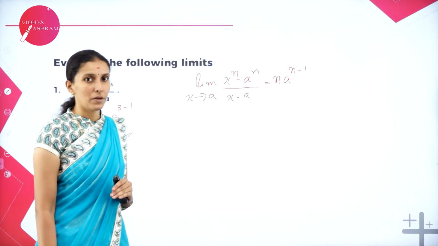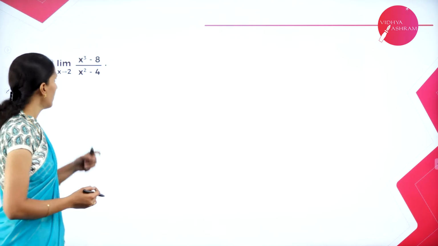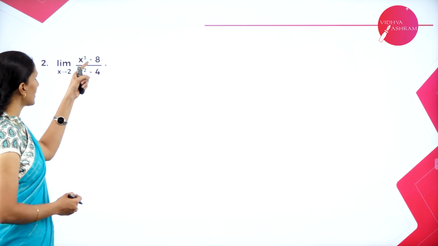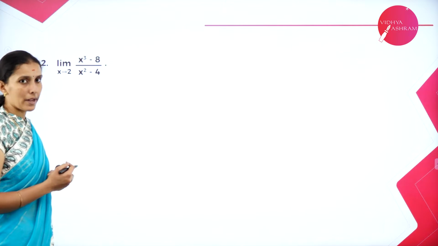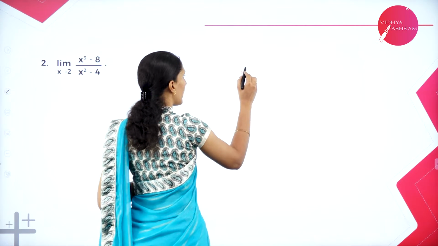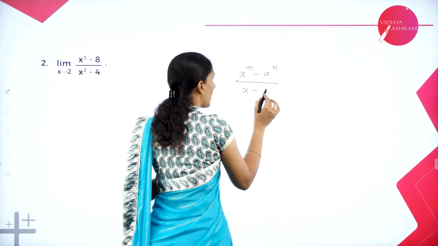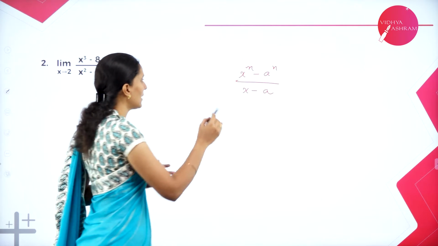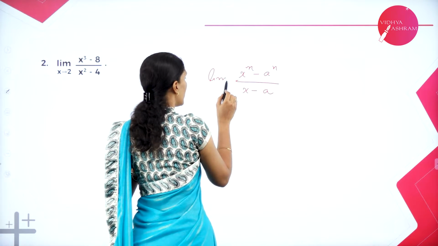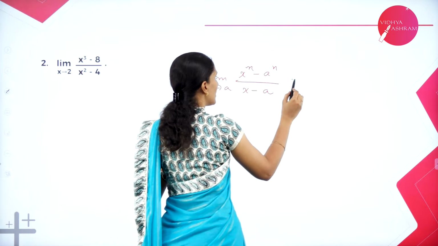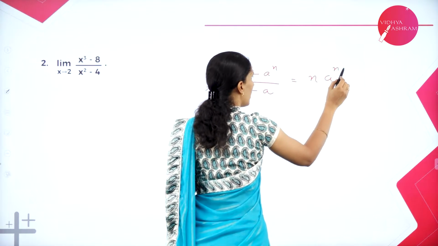Use the expression here. Next we have limit x tends to 2, x cube minus 8 by x square minus 4. So if you observe the limit in the form of x power n minus a power n divided by x minus a, then apply the limit as given in terms of question. So the answer will be equal to n into a power n minus 1.